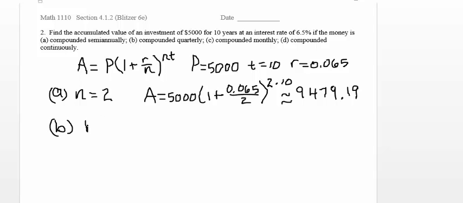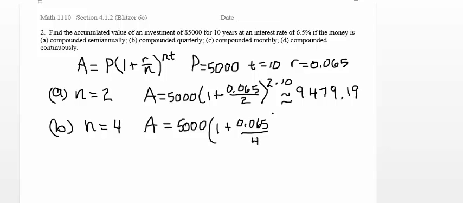Now, if I compound quarterly, I'm compounding 4 times a year. So N is 4. And I use the same formula, replacing 2 with my N value of 4. So wherever I have N in the formula, I have a 4. And using the calculator, I approximate this value at $9,527.79.